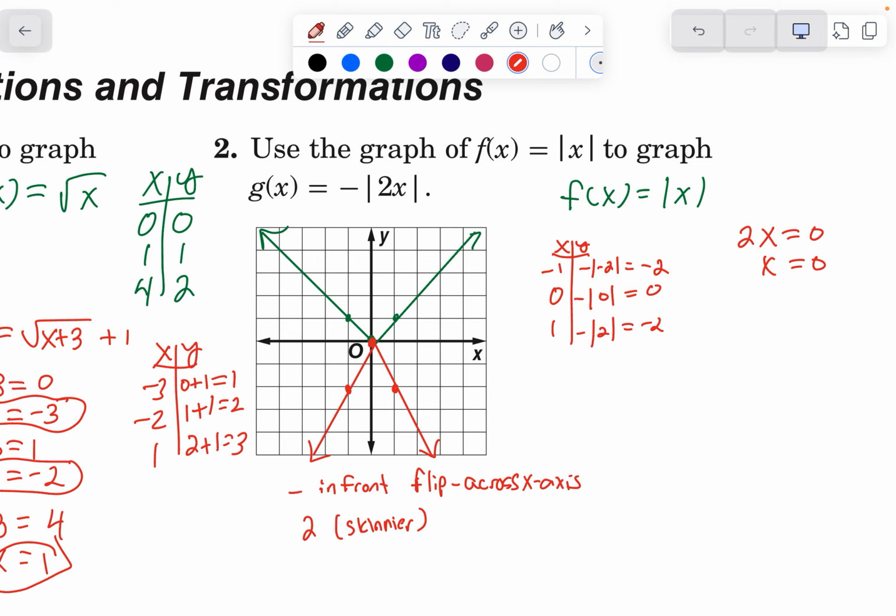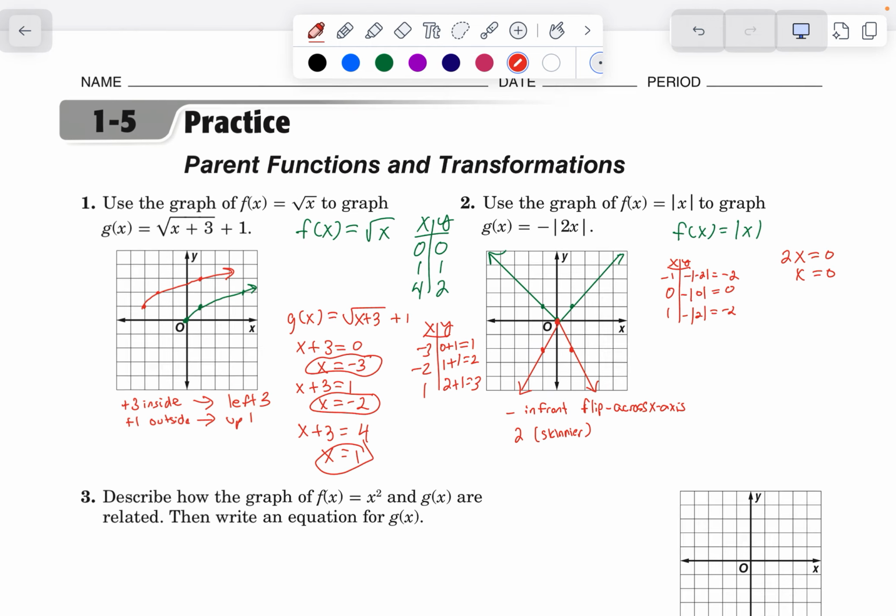So a negative in front flips it across the x-axis. A negative inside by the x flips it across the y-axis. So those are the first two. Are we good? Mm-hmm.